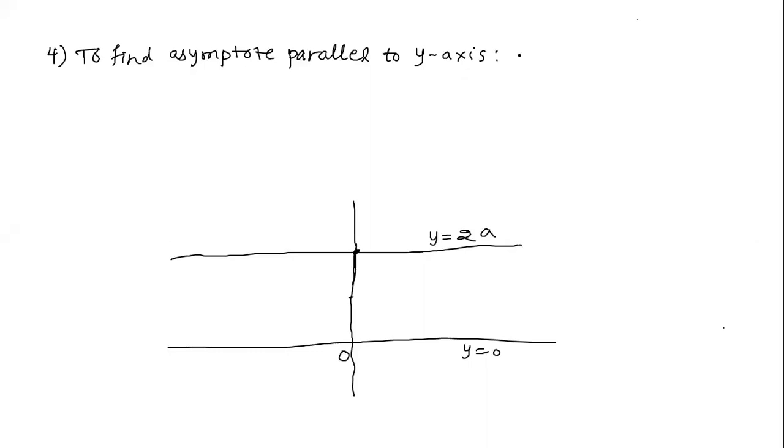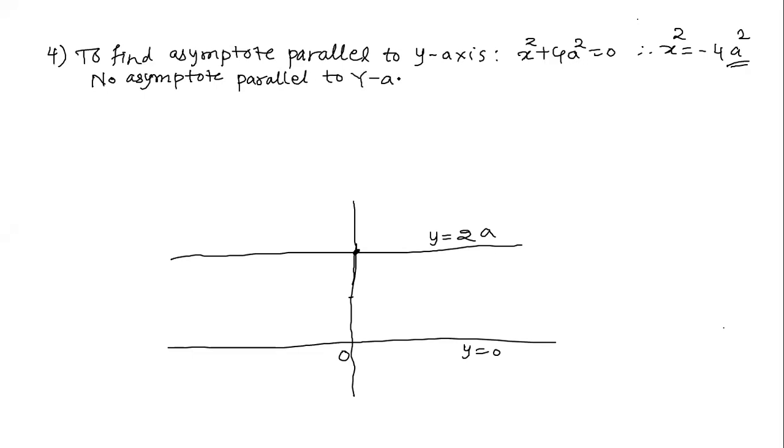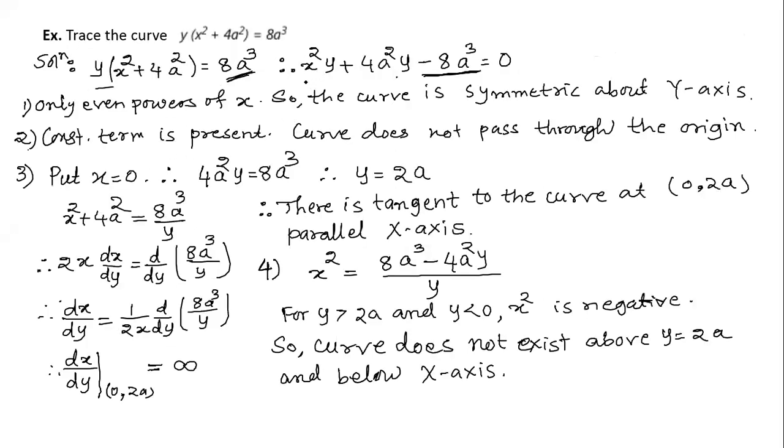The coefficient of y is x square plus 4a square. Setting x square plus 4a square equal to 0 means x square is equal to minus 4a square, which is negative. So x is not real, so there is no asymptote parallel to the y-axis.